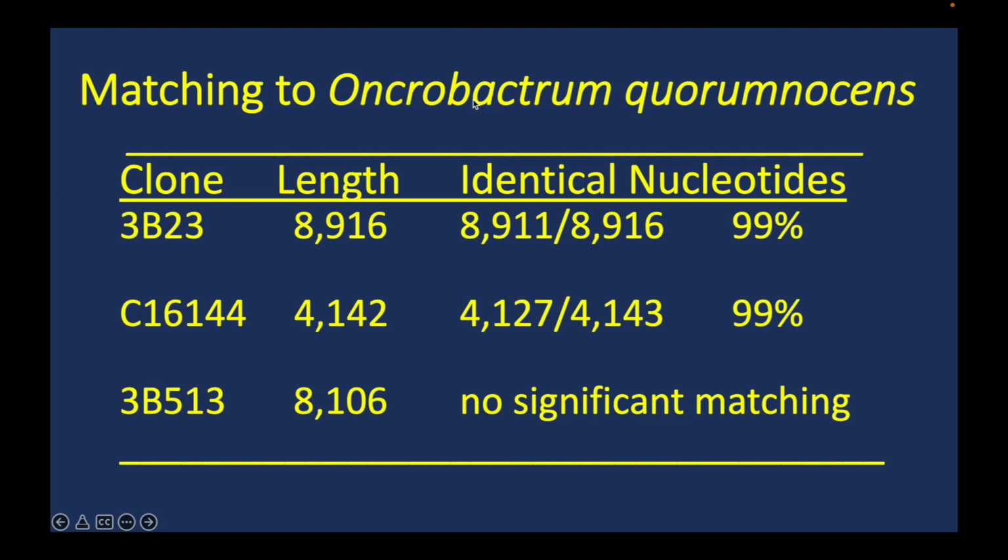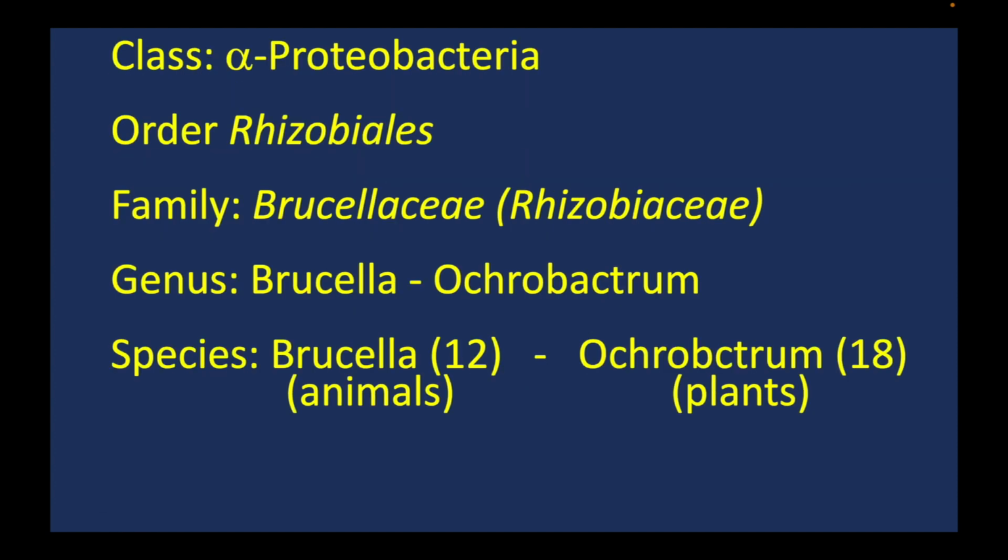Now, where the Ochrobactrum fit in is that they're related to Brucella, and in fact the genus has a common name, Brucella-Ochrobactrum. They have identified 12 species of Brucella, mainly infecting different types of farm animals, though many of them can cross and cause undulant fever in humans.